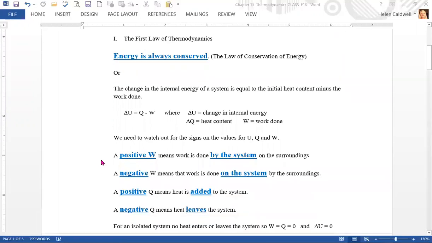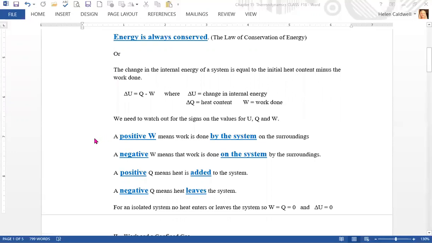With these kinds of problems, you would want to watch out for the negative signs, for the positives and negatives, because they can sneak in and confuse you. Positive work means work is done by the system on the surroundings. Negative work means work is done on the system by the surroundings. Positive Q means heat's added to the system. Negative Q means heat leaves the system.